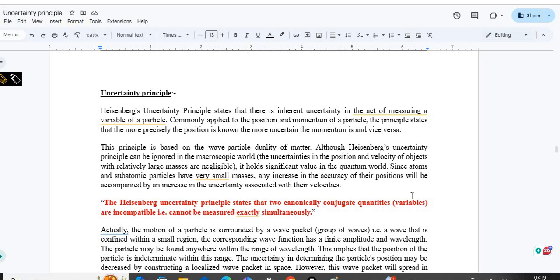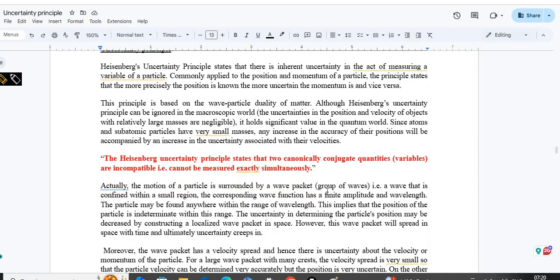Hello, today we will discuss the uncertainty principle. The Heisenberg Uncertainty Principle is based on the wave-particle duality of matter or quantum particles. The principle states that two quantum mechanical variables, or two canonically conjugate quantities, cannot be measured exactly simultaneously. So simultaneous measurement is quite not possible in the quantum mechanical realm.